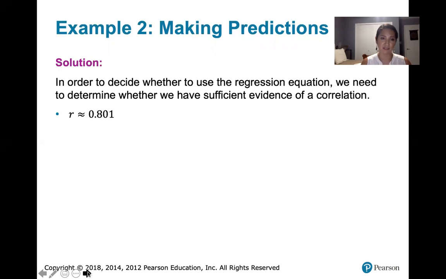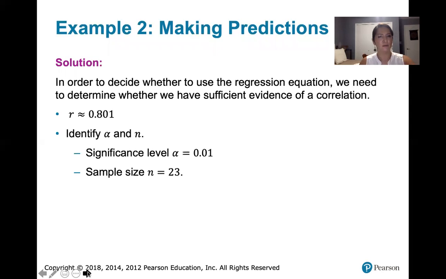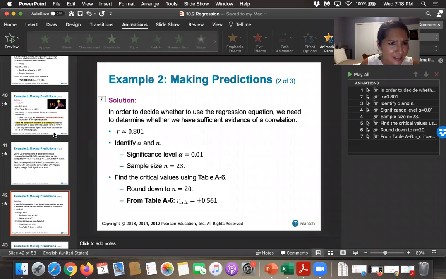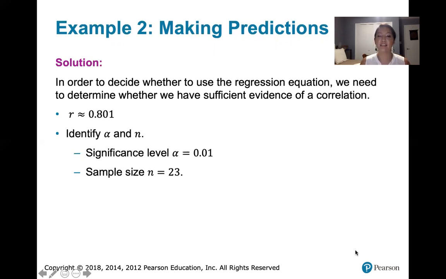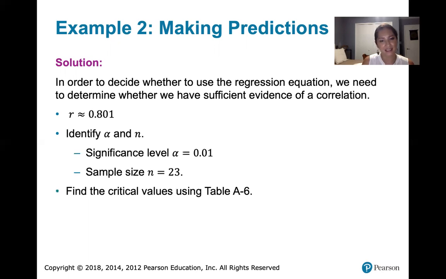We've got our R value, it was given to us. We need to identify alpha and N. We were told that alpha equals 0.01 for this data set, and a sample size of 23. We were told that we had 23 ordered pairs that led to that value of R and Y bar and that regression equation. Now that we know our alpha and our sample size, we want to use table A6 to find the critical values of R. So let me show you how to do that.